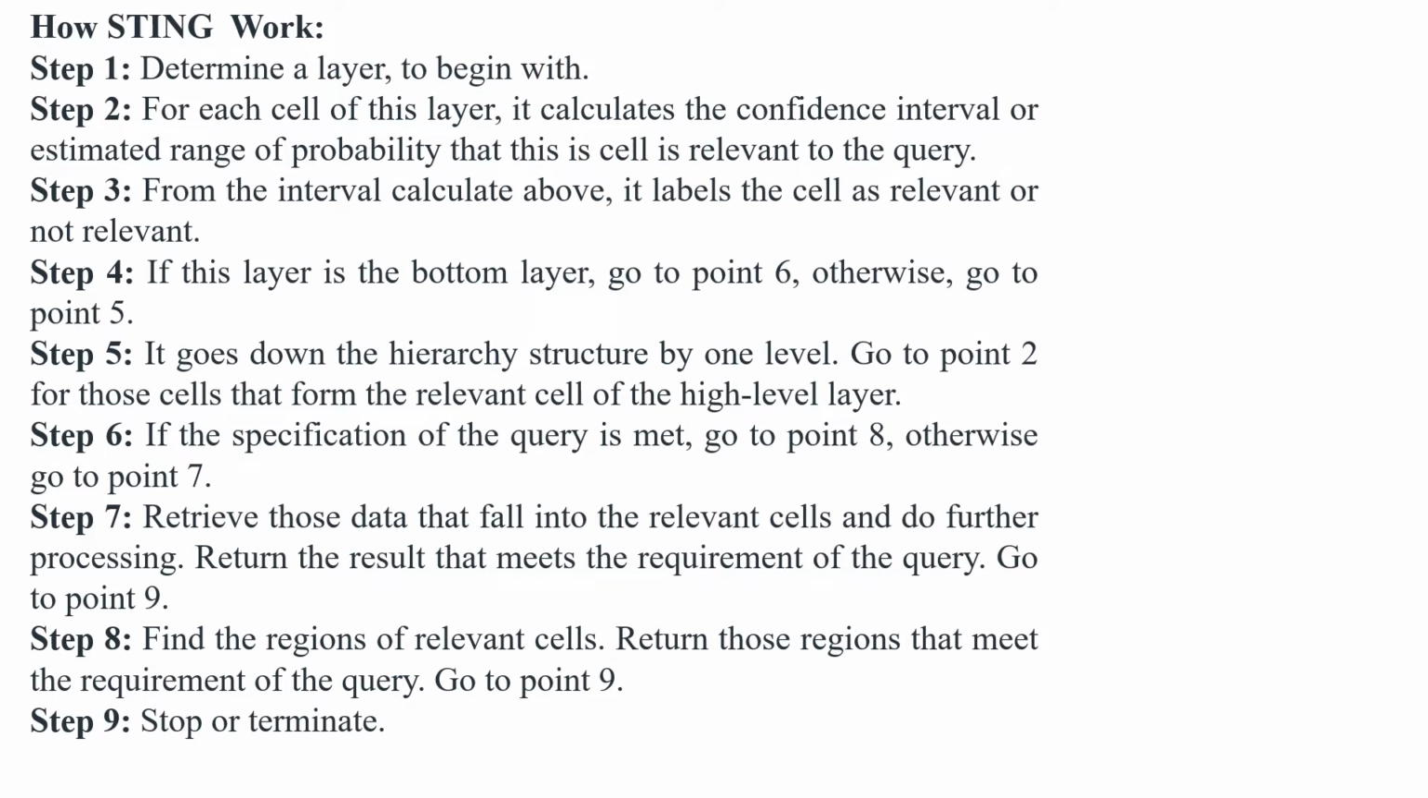How STING works. Step 1. Determine a layer to begin with. Step 2. For each cell of this layer, it calculates the confidence interval or estimated range of probability that the cell is relevant to the query. Step 3. From the interval calculated above, it labels the cell as relevant or not relevant.